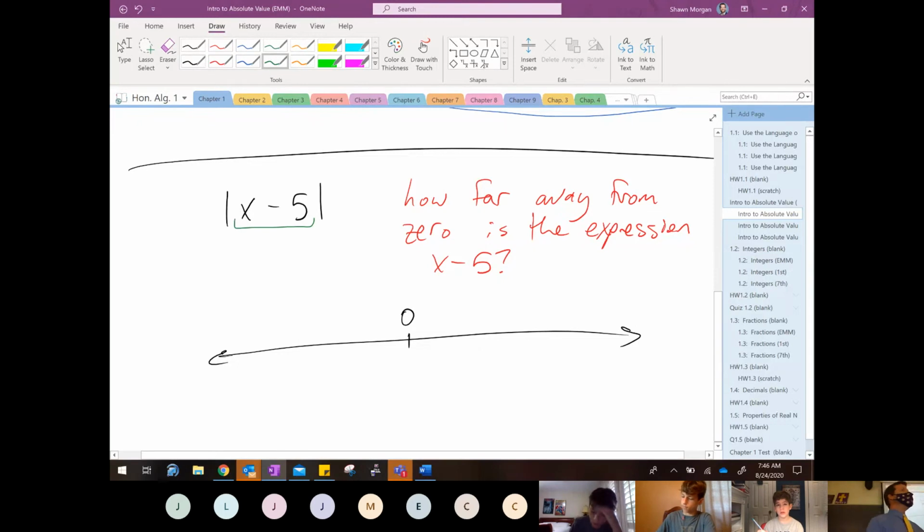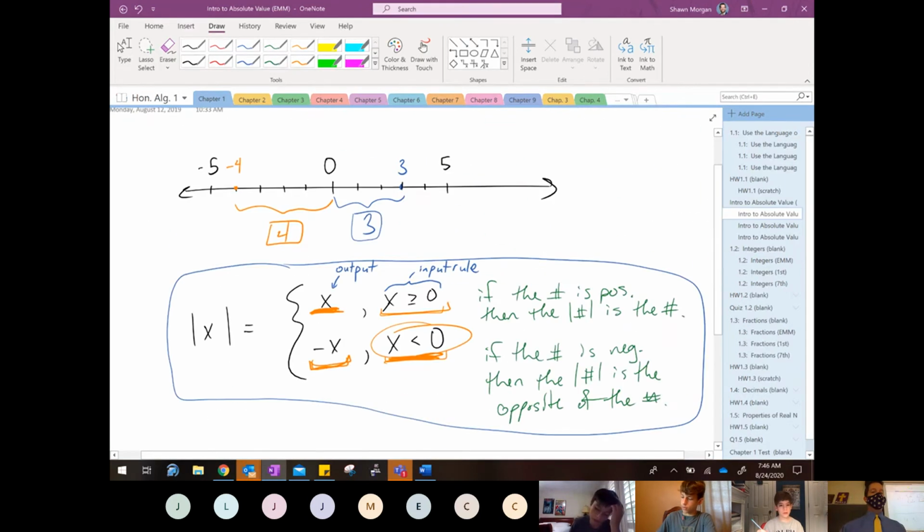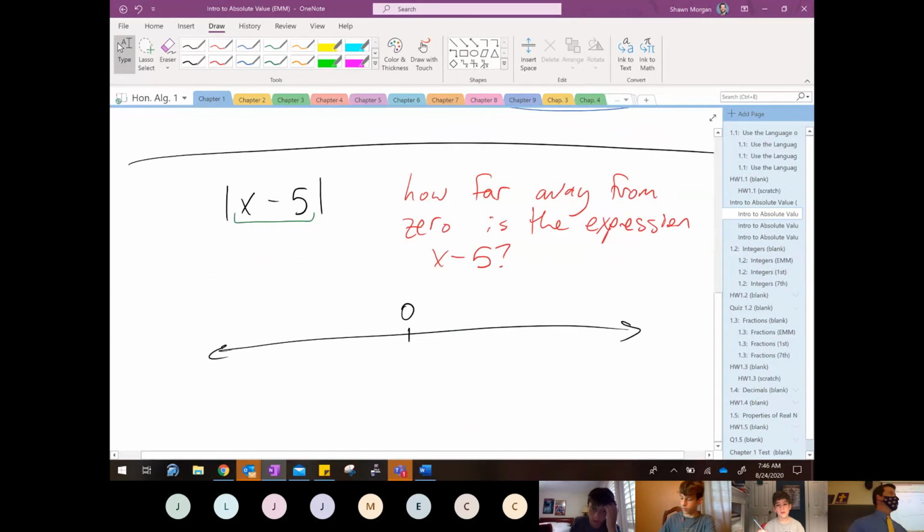x minus 5. If it applied to that first rule, remember what our first input rule was? Greater than or equal to 0. Which side of 0 would it be on? If x minus 5 is greater than or equal to 0, would it be to the right of 0 or to the left of 0? What do you guys think? It's going to be over here to the right somewhere, okay? Maybe I'll plop it down right here. There's x minus 5, okay?